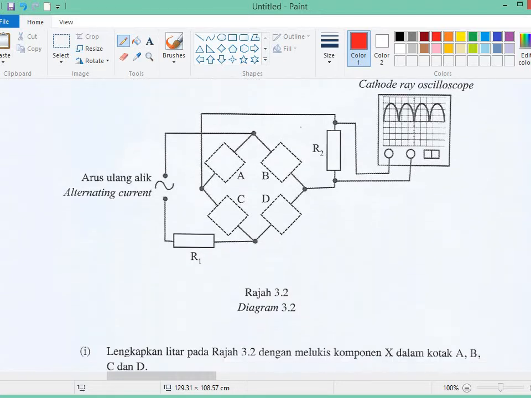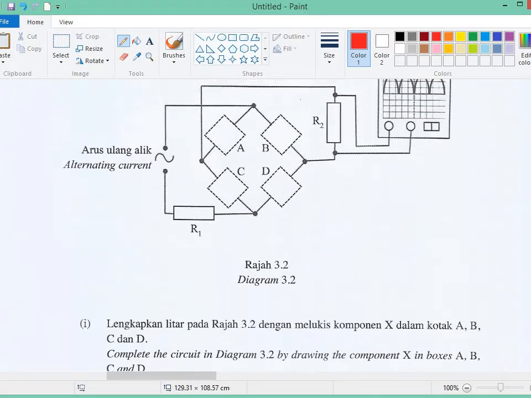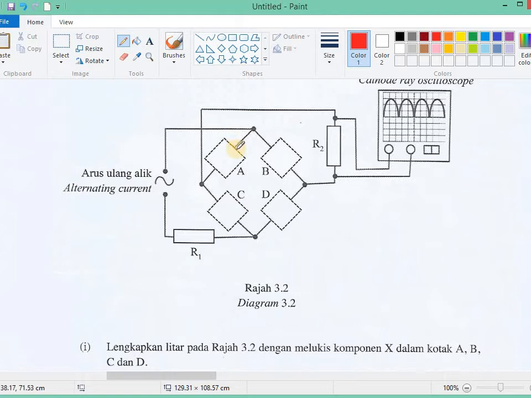Alright, so the question: complete the circuit in diagram 3.2 by drawing the component X in boxes A, B, C, and D. Okay, so that means we need to fill in the diode here. So this is obviously the bridge rectifier. So you see here, top and bottom is connected to the power supply. So that means the connection of the diode must be left to right. Okay, left to right. So we draw like this.